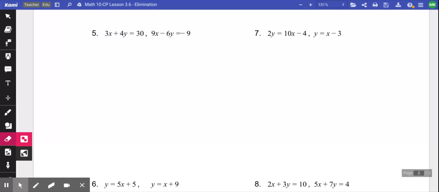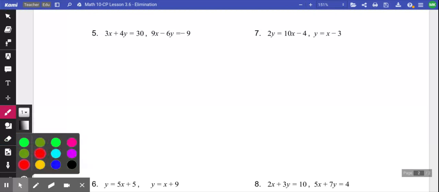And when you multiply everything by 3, you get a new equation, which will be 9x plus 12y equals 90. And now my equations match, and they have the same coefficient. If you don't have both those things, you can't do elimination.